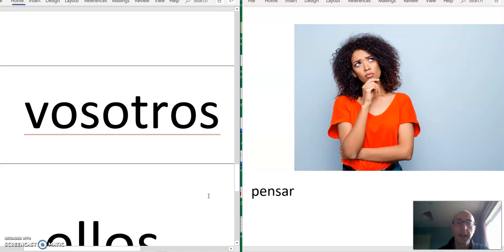Okay, that's enough for today, I think. If you need some more practice with the radical changing verbs, there should be some extra exercises below this. If you have any questions, email Sligo Spanish Society at gmail.com.